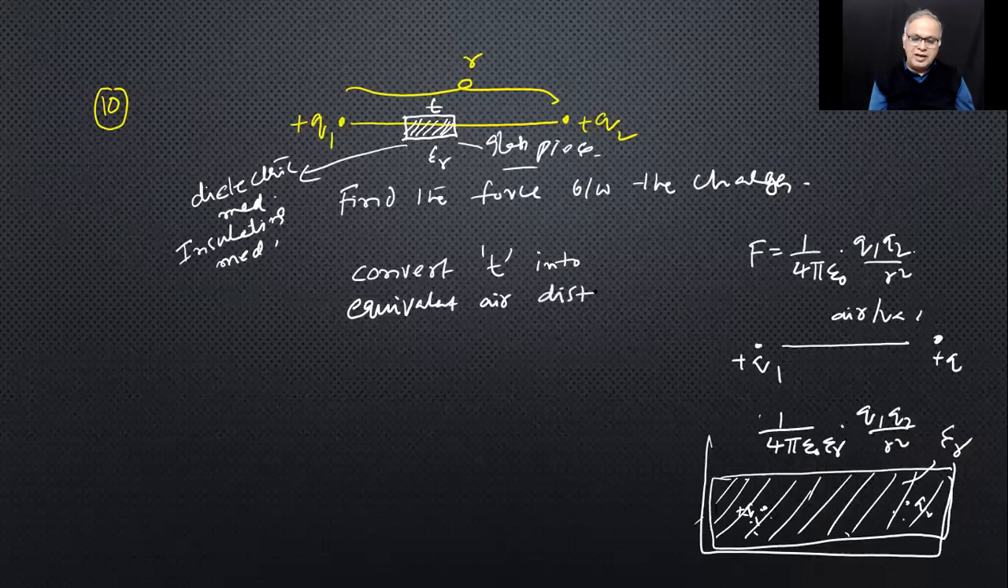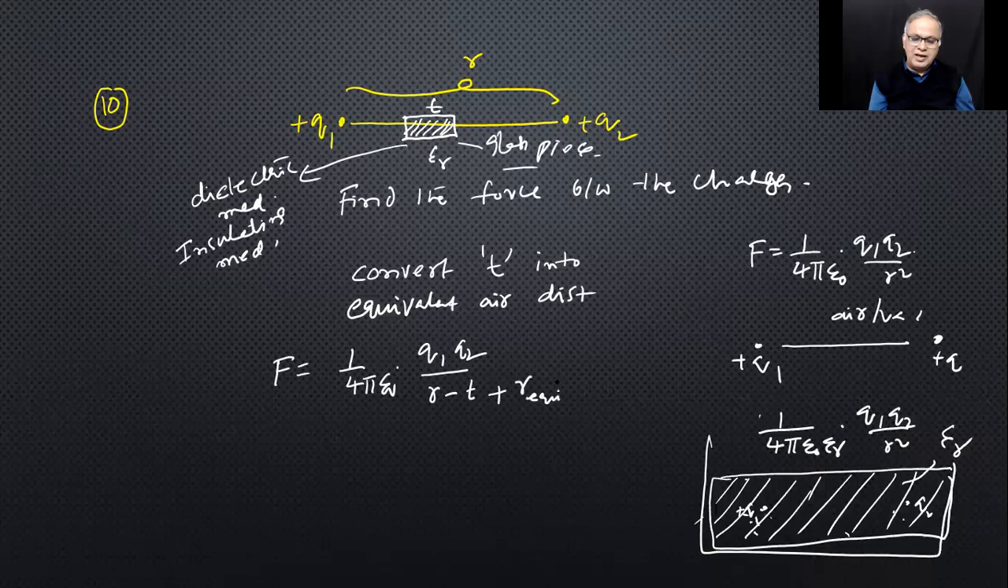So you can write F equals 1 by 4 pi epsilon 0 Q1 Q2 by (R minus T plus R equivalent) whole square, because R minus T is the remaining air distance, and even this T distance is converted to an equivalent air distance. So air distance plus air distance you can add. That is, a situation like this is equivalent to having all the charges in air, with distance R minus T plus the equivalent air distance of T.